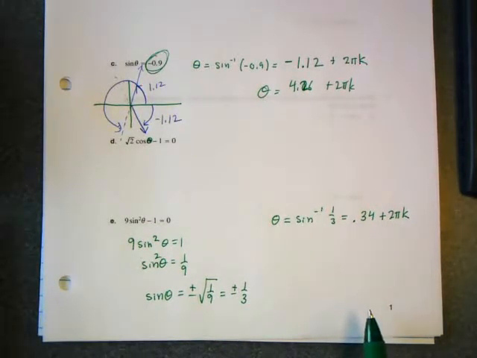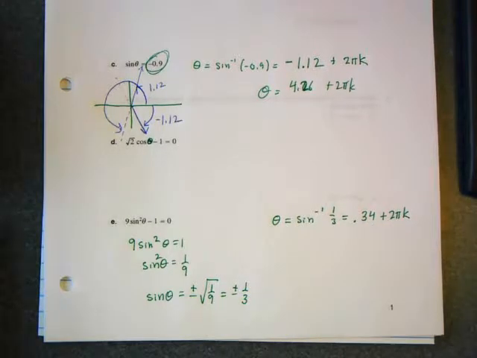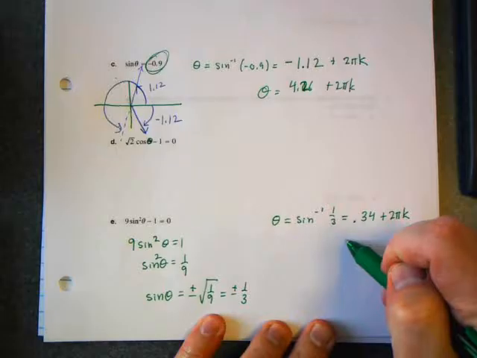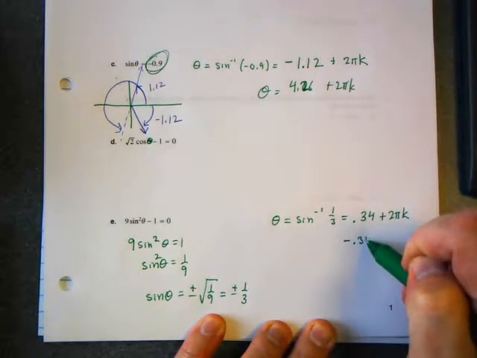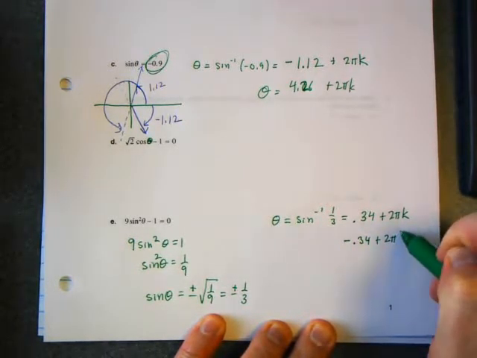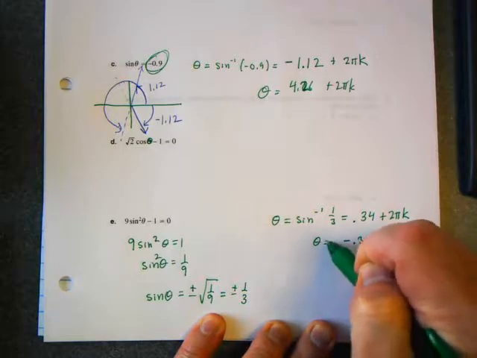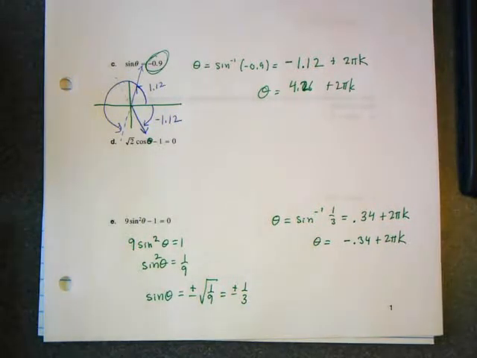That's my quadrant 1. Quadrant 4 is just going to be negative. So quadrant 4, I could write as negative 0.34 plus 2 pi k. That would be a correct answer. That would be the answer in quadrant 4.